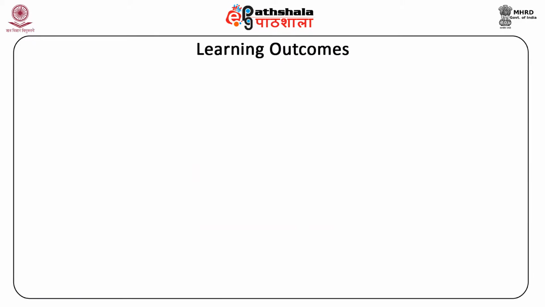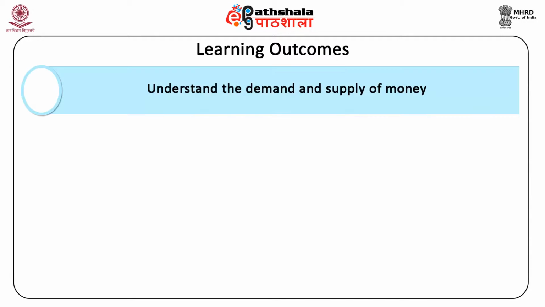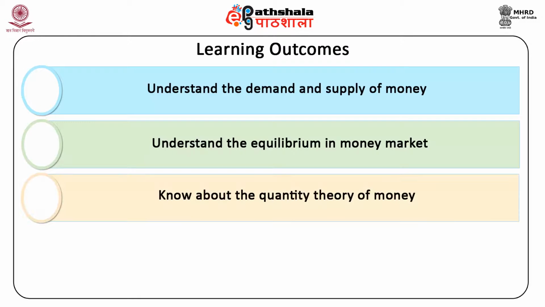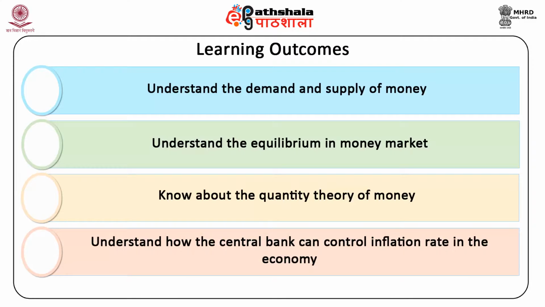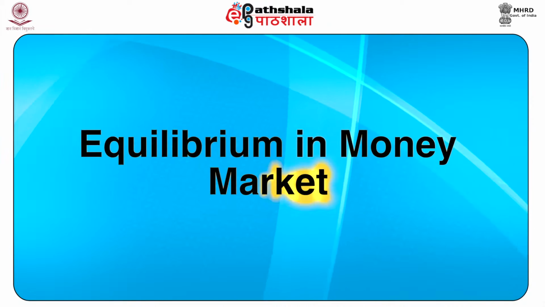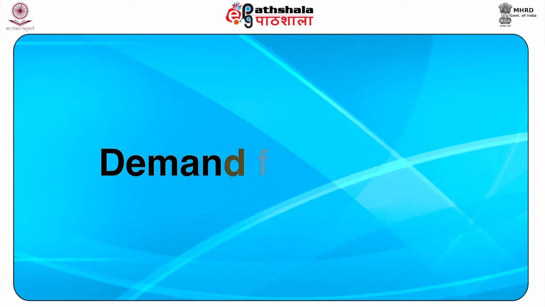After studying this module, you shall be able to understand the demand and supply of money, understand the equilibrium in money market, know about the quantity theory of money, understand how the central bank can control inflation rate in the economy. We are going to commence our module with equilibrium in money market. The equilibrium in the money market is determined by the intersection of demand and supply curves which have been defined in the following section. Demand for money.